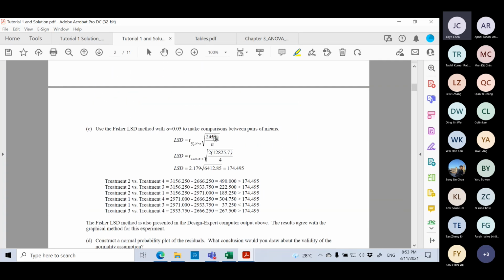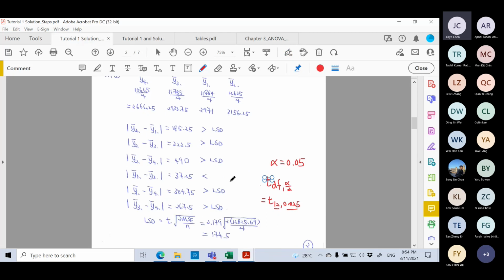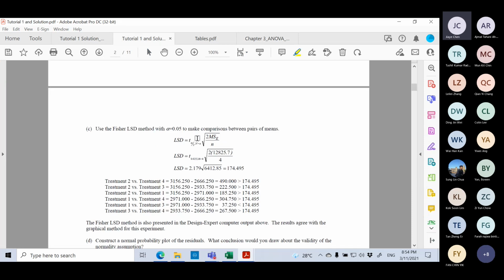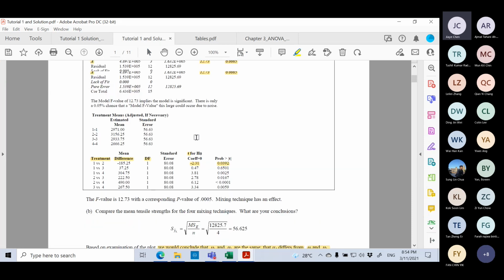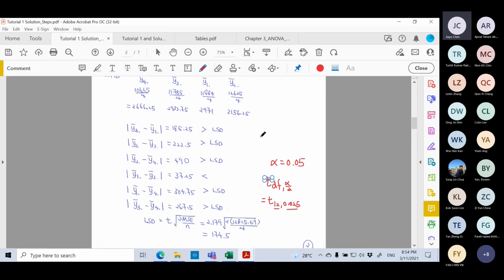And then this one is an LSD result. The LSD result is similar to what I have shown you here. Then I go back to the first question. For the test of the hypothesis, ANOVA, you can see my solution here.